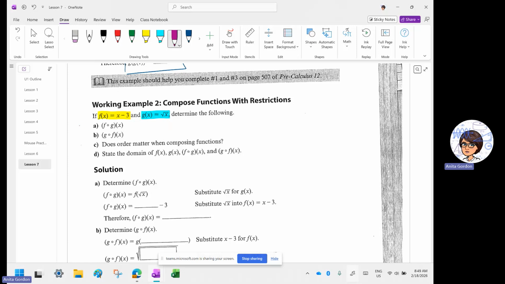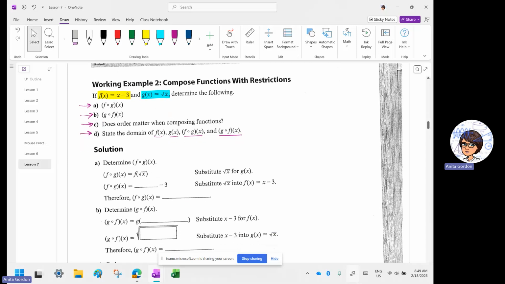So determine the following. What's f of g, meaning f on the outside, g substituted inside? What is g of f? So starting with g, substitute f inside. Does the order matter? Pro tip, yes. Spoiler alert. And state the domain of each of the 4 functions. So the 2 individual ones and the 2 composed ones.